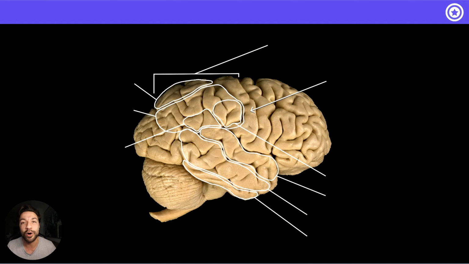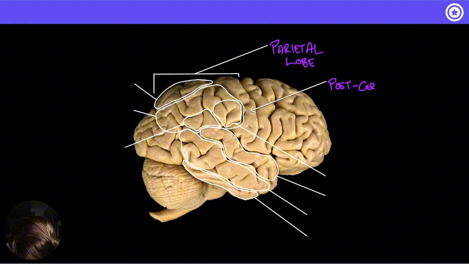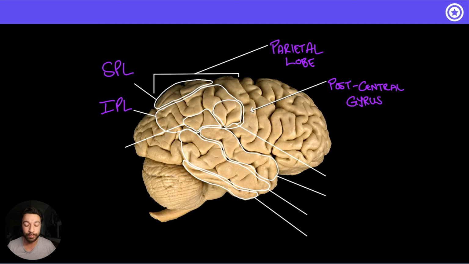So let's do a quick recap on what we just learned. Up here, we're going to have our parietal lobe. We're going to have our postcentral gyrus right here. We're going to have that superior parietal lobule and that inferior parietal lobule. And also found within that inferior parietal lobule, we're going to have that supramarginal gyrus, which is at the upper aspect of that lateral fissure. And we're also going to have that angular gyrus, which is at that upper aspect of that superior temporal fissure.